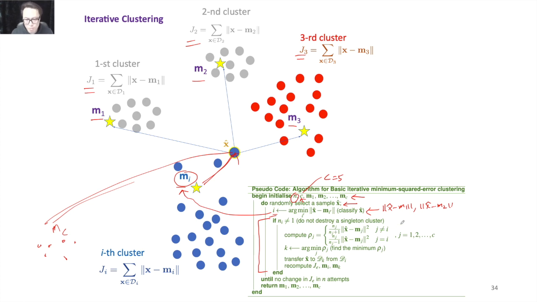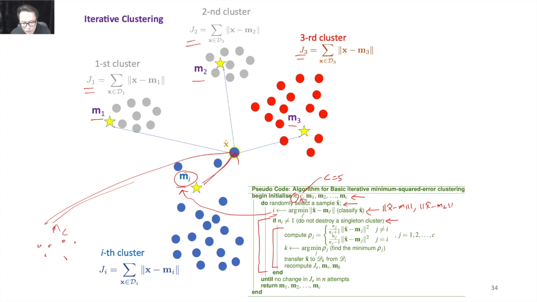So before we do this, if cluster i has only one single point, we are going to stop here, because if we move this point to another cluster, then we will destroy this cluster. So we do not want to do that. So if it is not a single point, then we are going to go through this process.